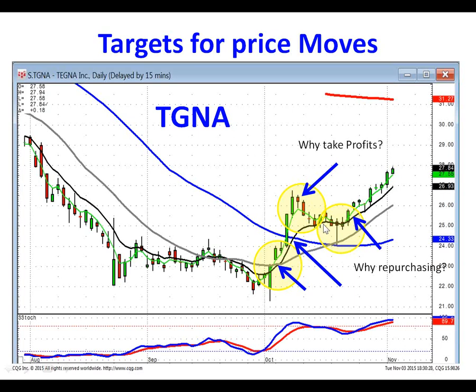Is it going to support there? We have no idea. For all we know, it could head right on down here to where it was before. We're buying back here because now what type of pattern do we have setting up? A J-hook pattern. Where's our next likely target? Eventually up to the 200-day moving average.